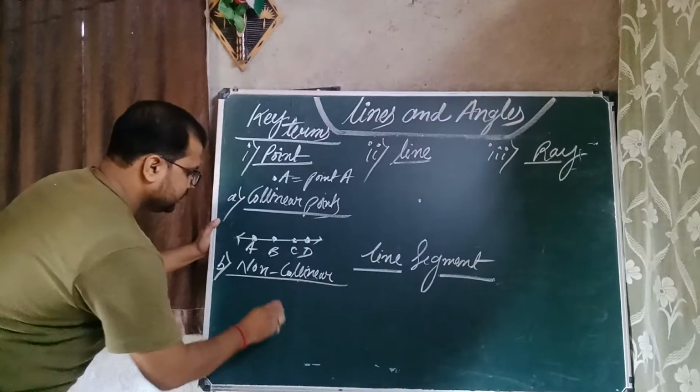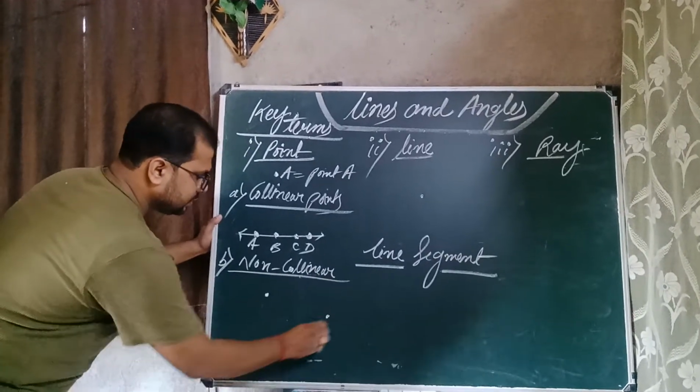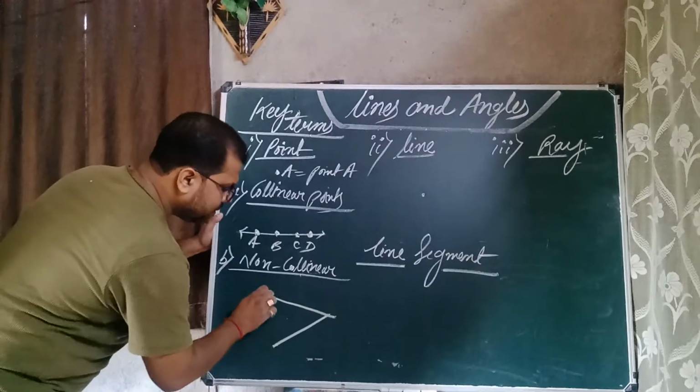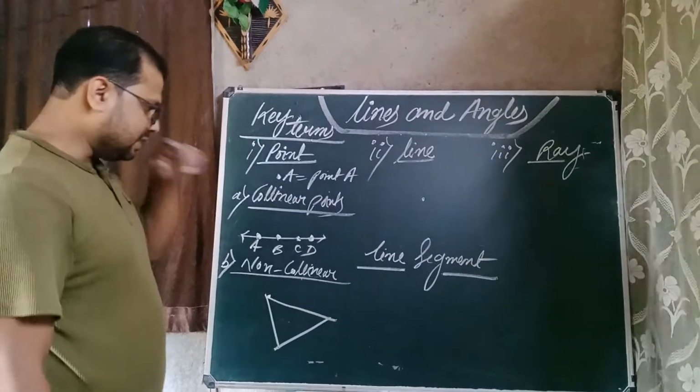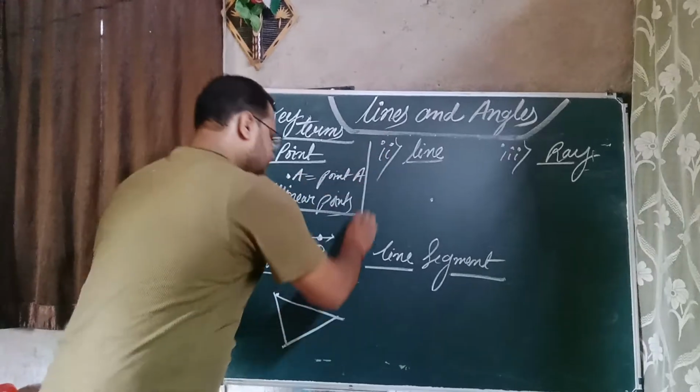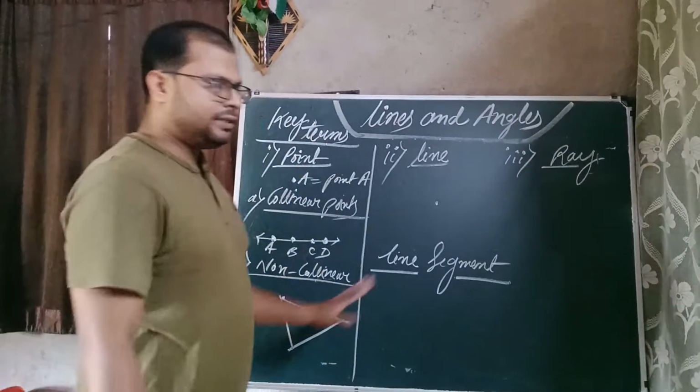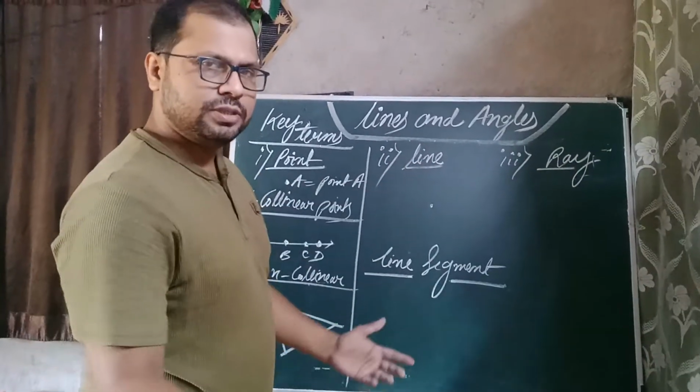points would be different points at different places. You can see these are not lying on the same line, so these are called non-collinear points. Clear? Points part done.